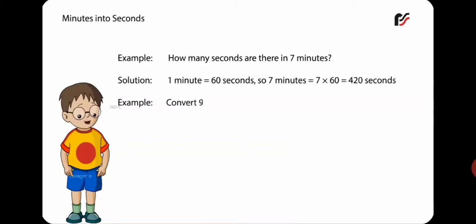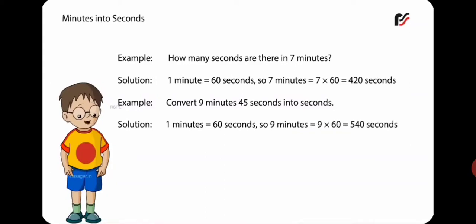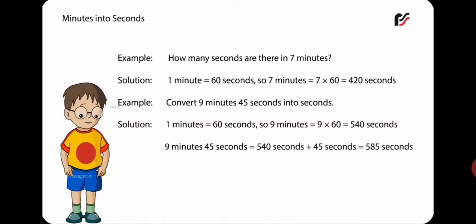Example 2. Convert 9 minutes 45 seconds into seconds. Very simple. 1 minute equal to 60 seconds. So 9 minutes equal to 9 into 60, that is equal to 540 seconds. Therefore, 9 minutes 45 seconds equal to 540 seconds plus 45 seconds equal to 585 seconds.